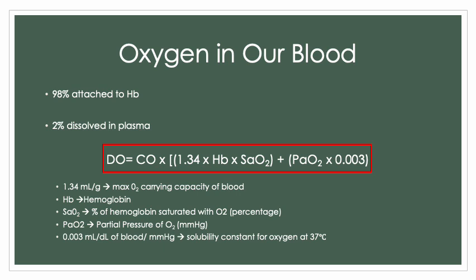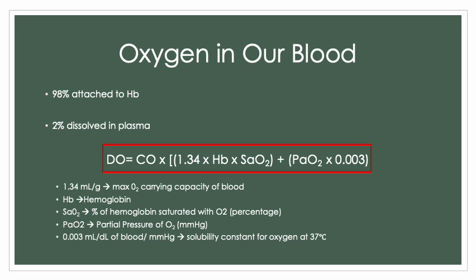So DO2 is oxygen delivery, that's how we represent that, and it is equal to cardiac output, so heart rate times stroke volume is cardiac output, that's how you calculate that, times, and then the amount in parentheses is the amount of oxygen attached to a hemoglobin molecule.